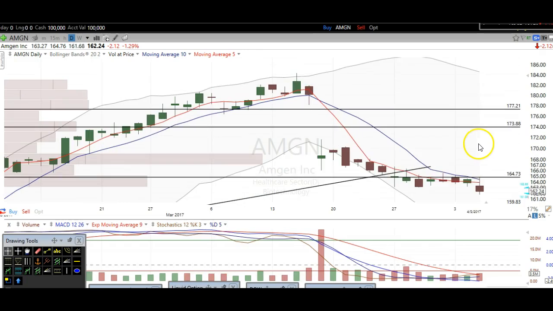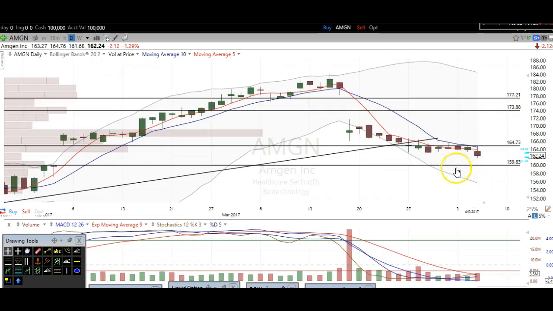AMGN, you can see has just been weak. We've been holding below this support level. You can see we got another test of that support level and then rejection. So that should be no surprise that we're headed lower here on AMGN, because we've been pointing out that we've been below this support for quite some time.